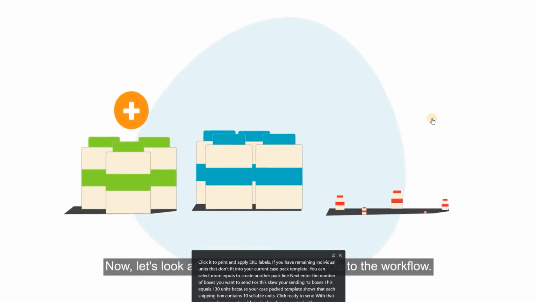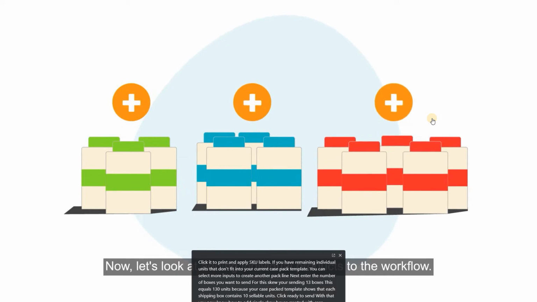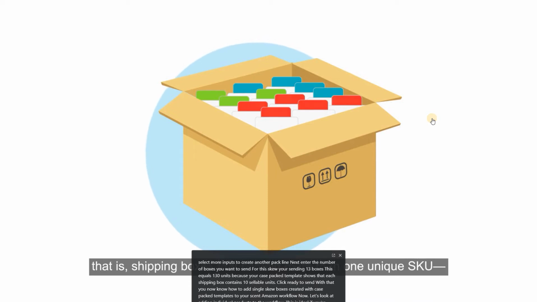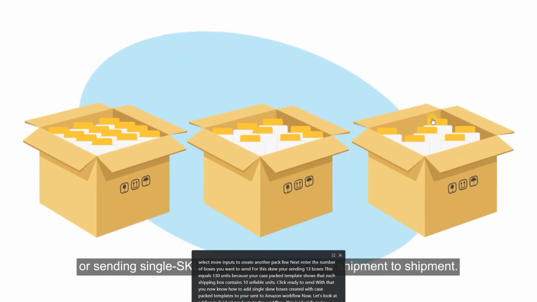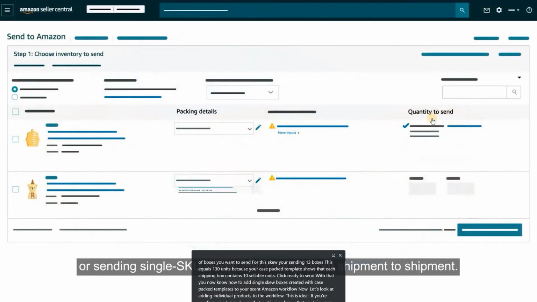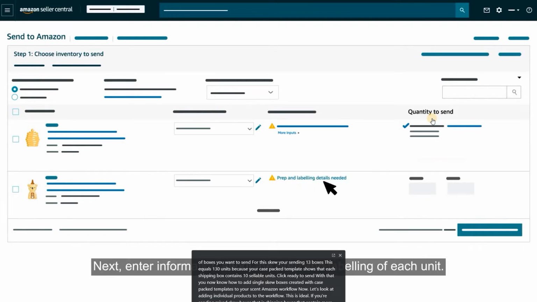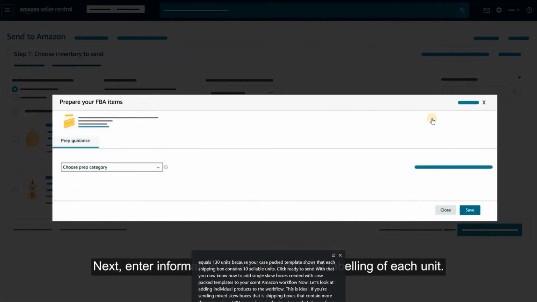Now, let's look at adding individual products to the workflow. This is ideal if you're sending mixed SKU boxes, that is, shipping boxes that contain more than 1 unique SKU, or sending single SKU boxes that change from shipment to shipment. Start by selecting individual units under Packing Details. Next, enter information about the prep and labeling of each unit.